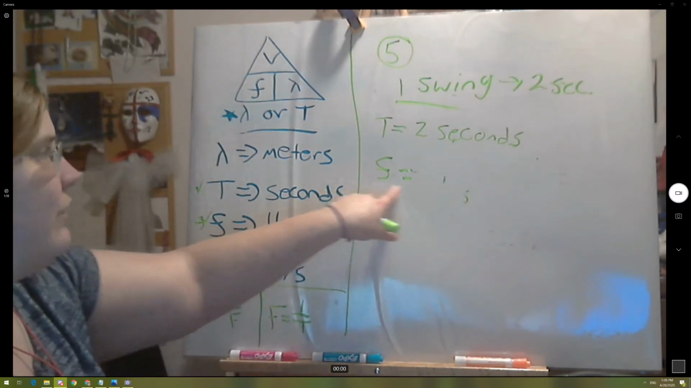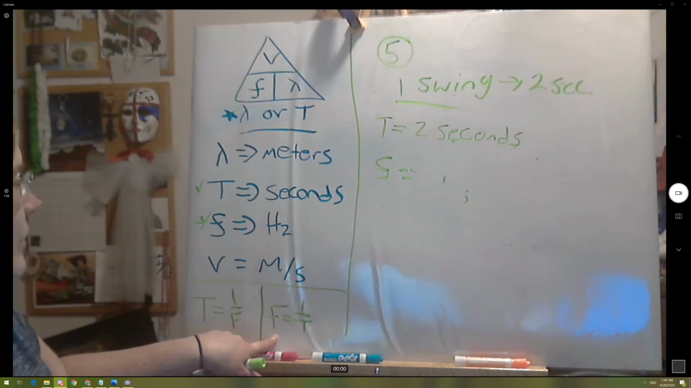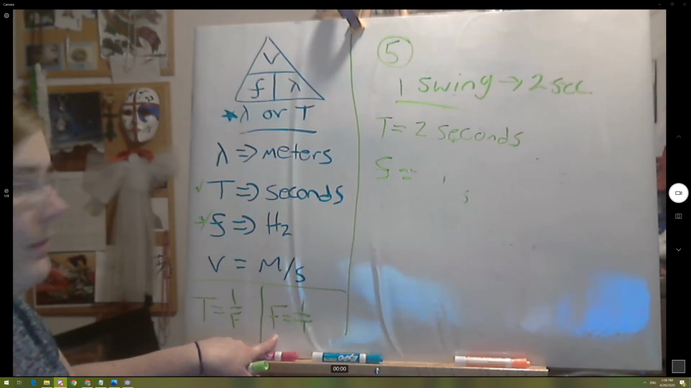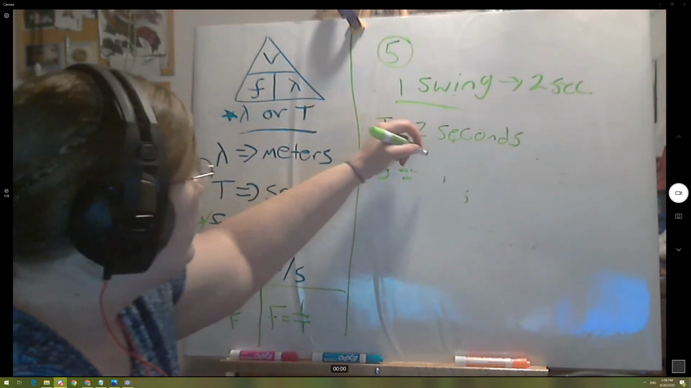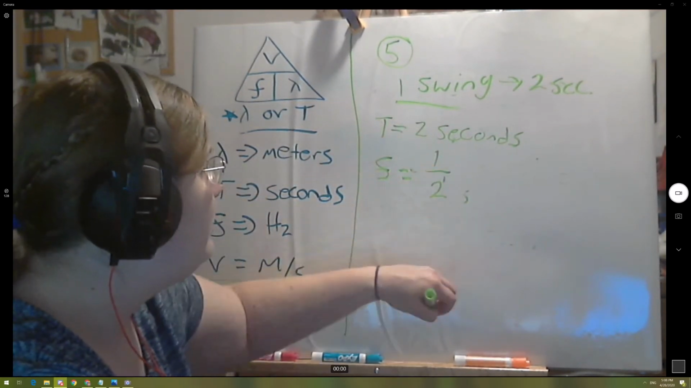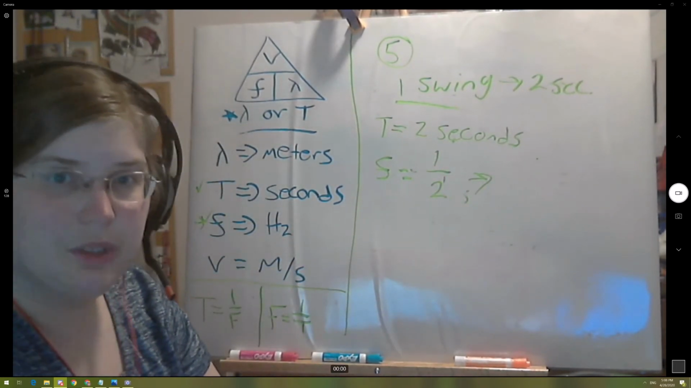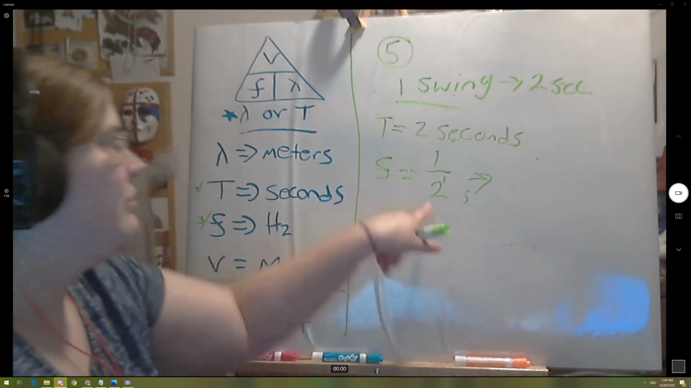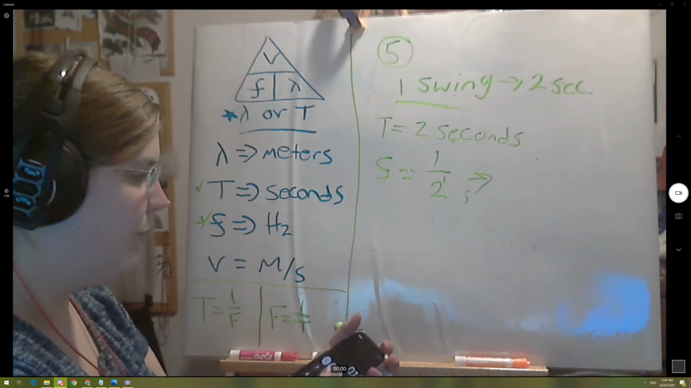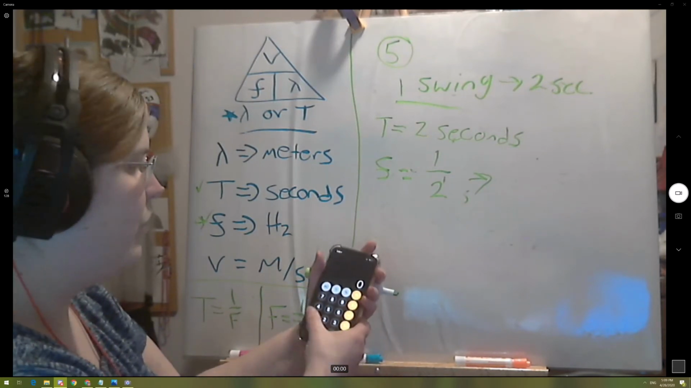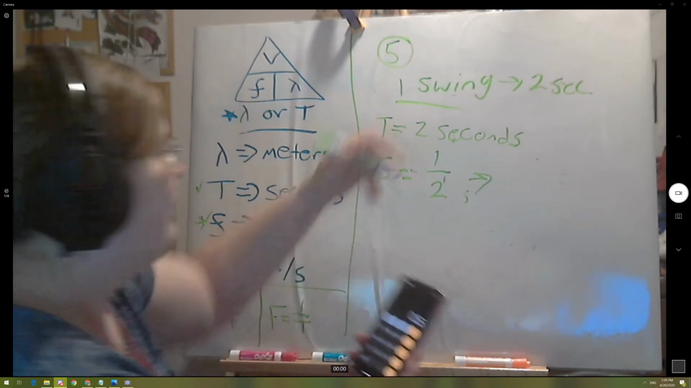But if you're having trouble coming up with it, you can use our equation down here. So frequency is 1 divided by our period. So 1 divided by 2 is half. What's 1 over 2 in a decimal? If you want to, use your calculator. So 1 divided by 2 is 0.5, or half.